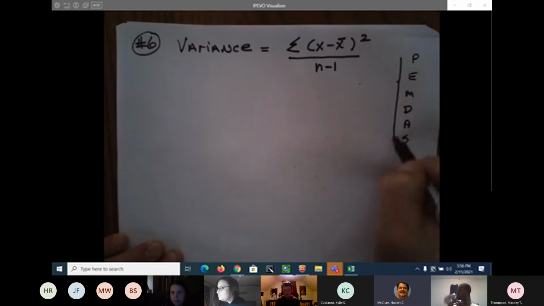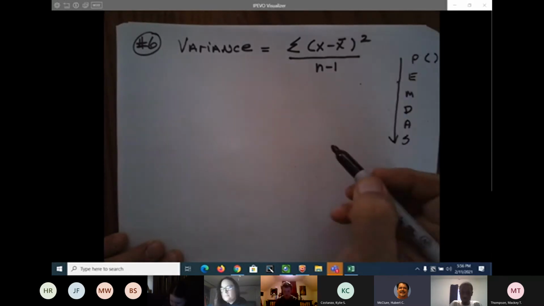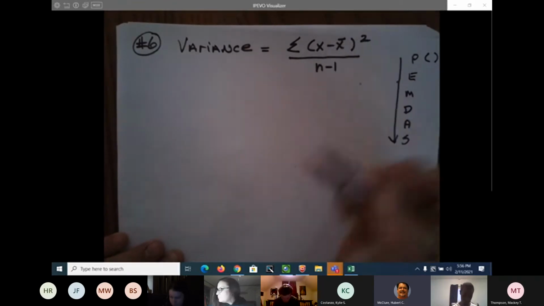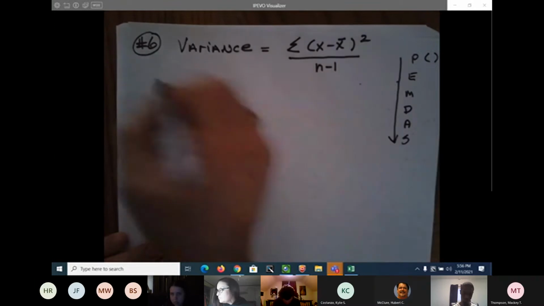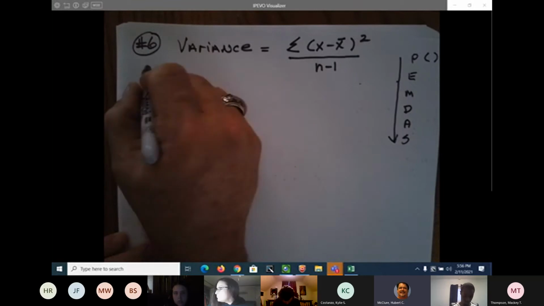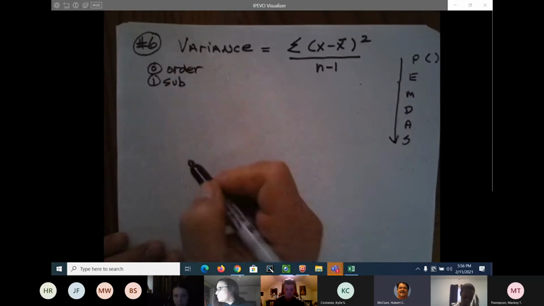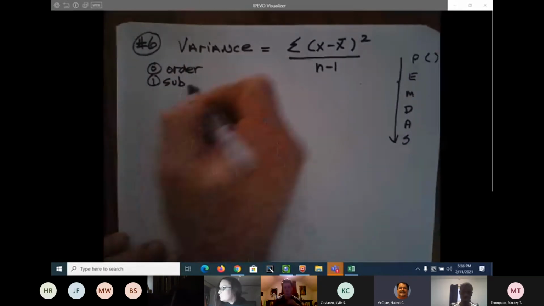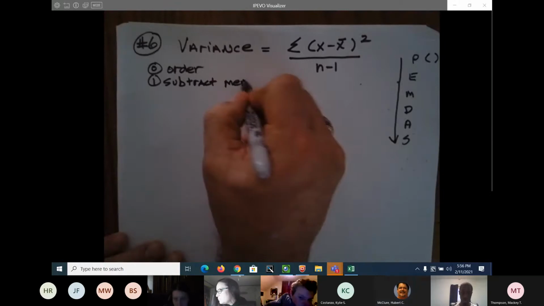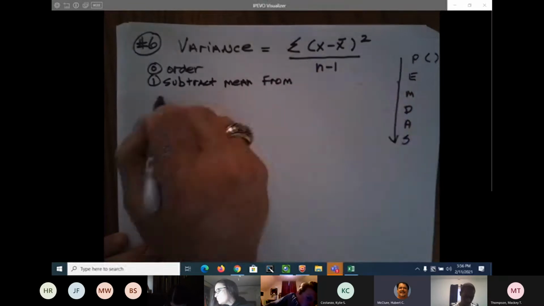And we always go in mathematics, we go in this direction. So that means I'm going to do parentheses first. I'm going to subtract the mean from each one of my x's. So number 1, I'm going to subtract, well, number 0, you got to put everything in order. All right, that's your first step. Number 2, or 1, I'm going to subtract the mean from each number. Now I'm writing this out.